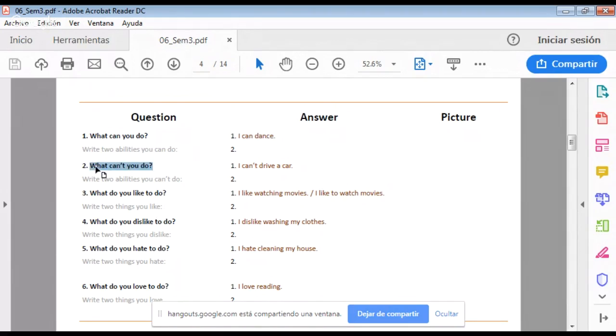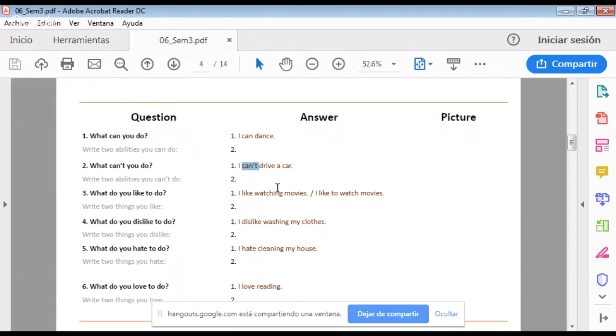Después tenemos lo contrario. What can't you do? Que no puedes hacer. Escribe 2 habilidades que no puedas hacer. Una puede ser I can't drive a car. No puedo conducir. ¿Ok? I can't drive a car. ¿En qué se diferencia de la positiva? En que aquí utilizamos N apóstrofe T. ¿Eso qué quiere decir? Not. Están combinando can y not. I cannot drive a car. Pero en forma de contracción es can't. I can't drive a car.